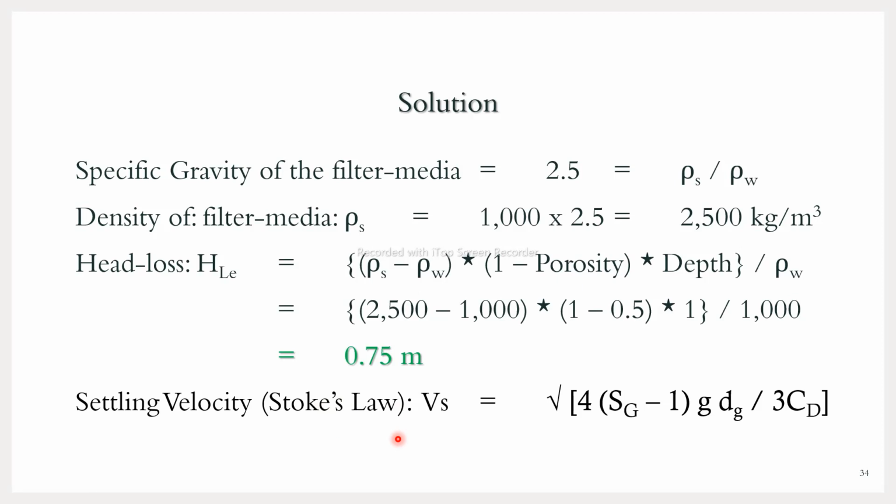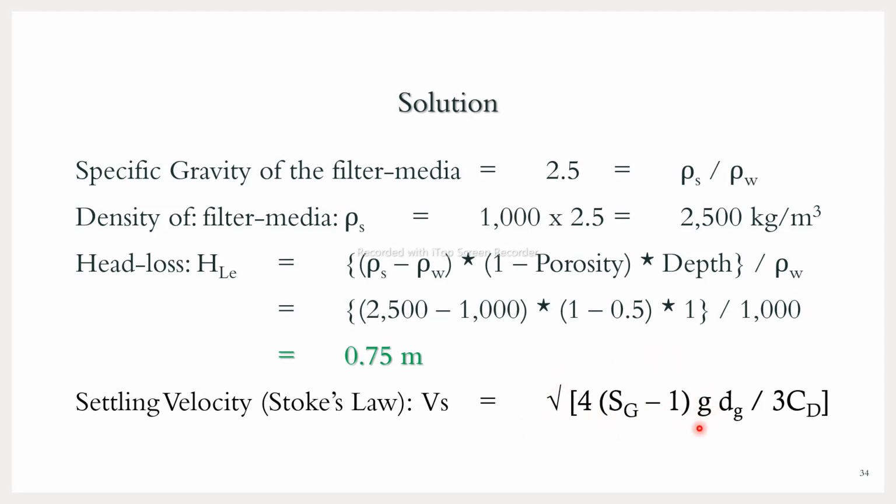So as in this question, it is mentioned. It is in the Stokes law regime. So we will be using this formula. Vs you have to calculate equals to root under 4 into (Sg minus 1) into g into dg divided by 3 into Cd. So Sg we know it is 2.5. 2.5 minus 1 equals 1.5. 1.5 into 4, that means 6. So it became 6.